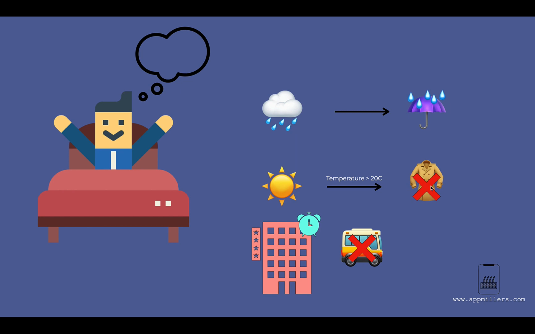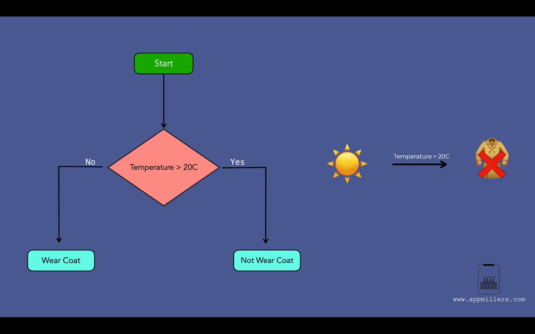So if this condition is true, we are not going to wear a coat because it's going to be very hot. In fact, we can represent this mechanism with a conditional statement. When temperature is greater than 20, then we should not wear a coat. But if the temperature is not greater than 20, then we should wear a coat.